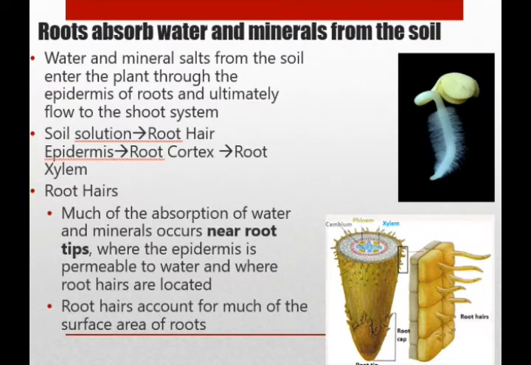Roots absorb water and minerals from the soil. Water and mineral salts from the soil enter the plant through the epidermis of roots and ultimately flow through the shoot system. So it goes from soil solution, root hair, epidermis, root cortex, and the root xylem. The root hairs are where much of the absorption of water happens, where the epidermis is permeable to water and where root hairs are located. Root hairs account for much of the surface area of the roots.